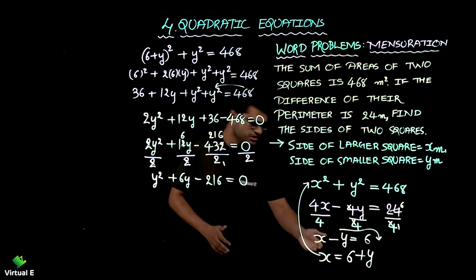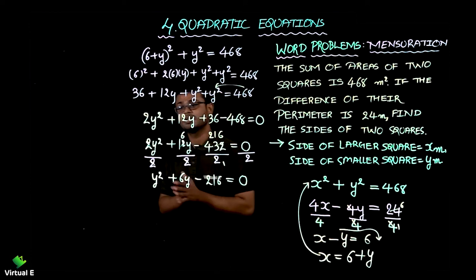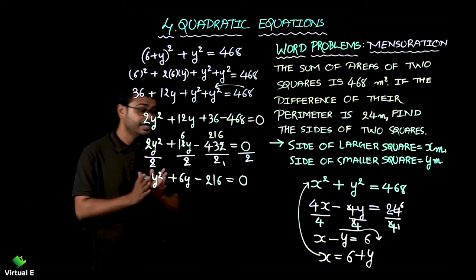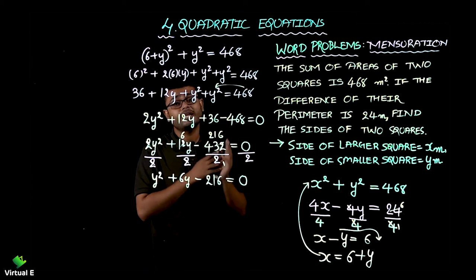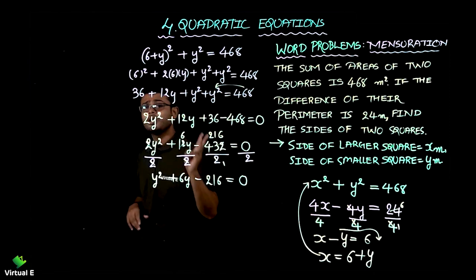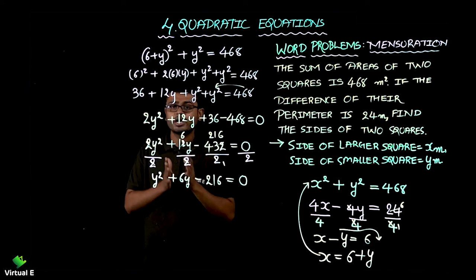I can use this equation x is equal to 6y to get the value of x. So this is my final equation. If I solve it, then my answer will be done. So there are three ways to solve this: factorization, quadratic formula, or completing a square. I am going to choose the method of quadratic formula.